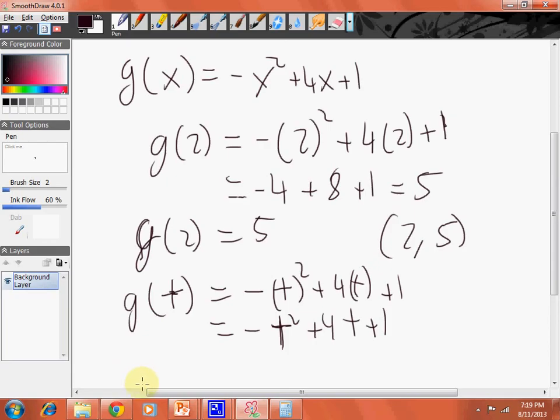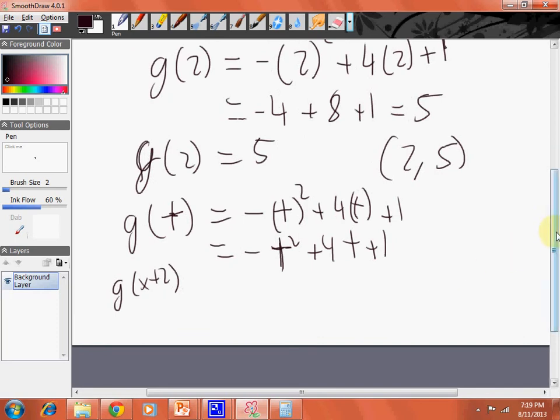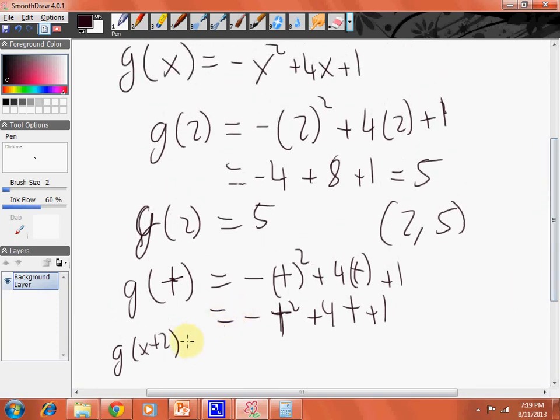And then the last but not least is g of x plus 2. Now I don't mean to impress you too much, but what I'm about to do is going to be very impressive, because I have pretty much mastered squaring a binomial in my head. You'll see negative (x plus 2) squared plus 4, and then wherever the x is, I plug in x plus 2, and then plus 1. I did forget to put this 2 here for the square though, so that's not that impressive.